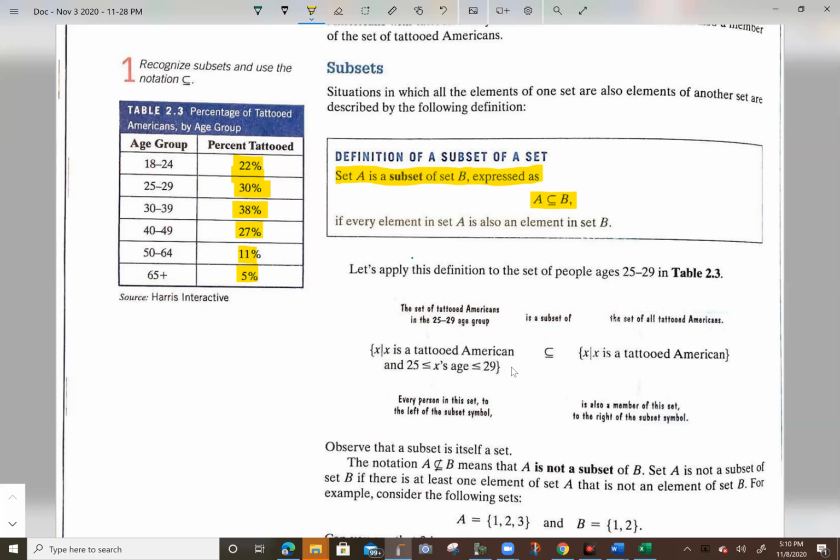So we're applying this definition to the people that have tattoos. So we have the set of tattooed Americans in the 25 to 29 age group is a subset of the set of all tattooed Americans, right? Everyone in this group of tattooed Americans who are 25 to 29 is a smaller set, a smaller group of all tattooed Americans.